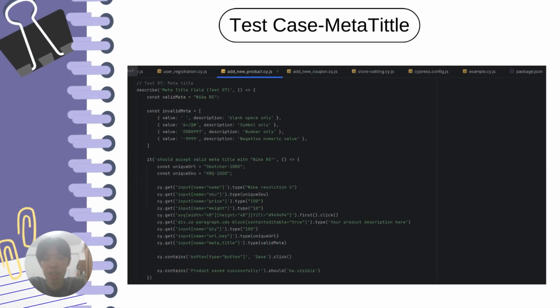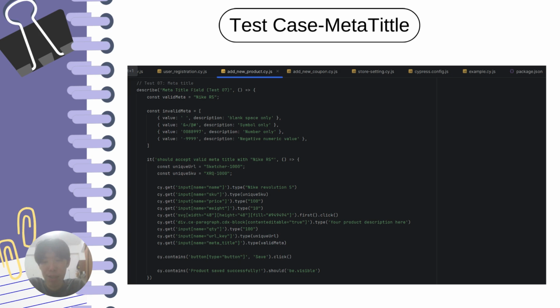So this code is another Cypress automated test, which is called meta title. It focuses on checking the meta title field when creating a product in Evershop. First it defines a valid meta title value, Nike R5, then it creates an array of invalid inputs to test later, including blank space, symbols, number only, and negative value.